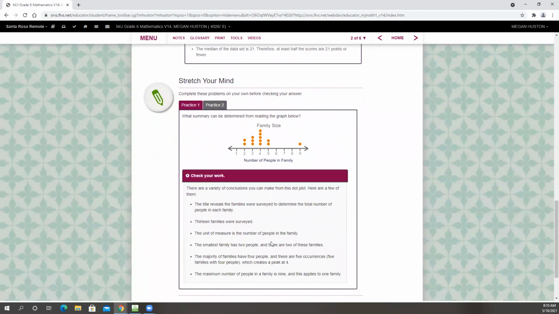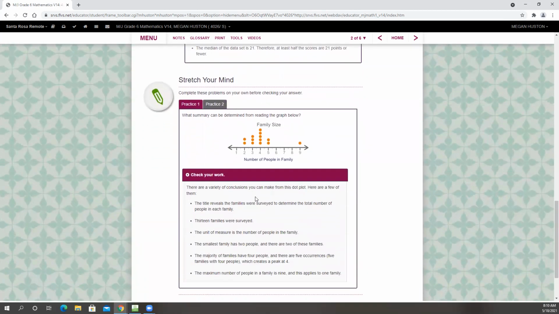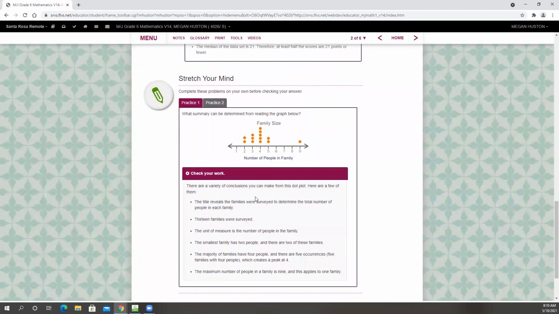So there's a variety of conclusions you can make from this dot plot. And here are just a few of them. The title reveals that families were surveyed to determine the total number of people in each family. 13 families were surveyed. If you count up all the dots, you would get 13. The unit of measure is the number of people in the family. The smallest family has 2 people, and there are 2 of those families.